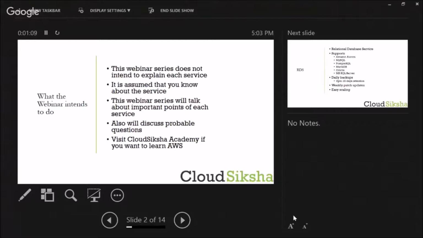So let's start with the database services that Amazon provides, and we'll talk about 4 of them today. The relational database service, the NoSQL database service, which is DynamoDB, the in-memory database service, ElastiCache, and the data warehousing service known as Redshift. So let's start with RDS, or relational database service.